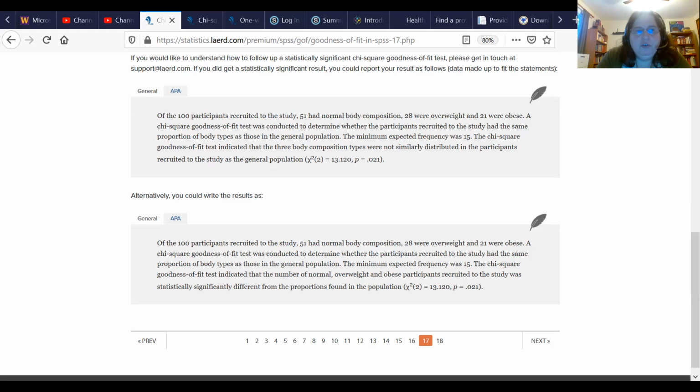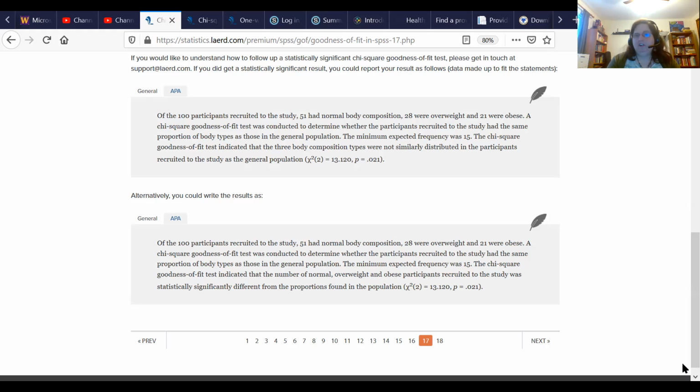Of the 100 participants recruited to the study, 51 had normal body composition, 28 were overweight, and 21 were obese. A chi-square goodness of fit test was conducted to determine whether the participants recruited to the study had the same proportion of body types as those in the general population. The minimum expected frequency was 15. The chi-square goodness of fit test indicated that the number of normal, overweight, and obese participants recruited to the study was statistically significantly different from the proportions found in the population.